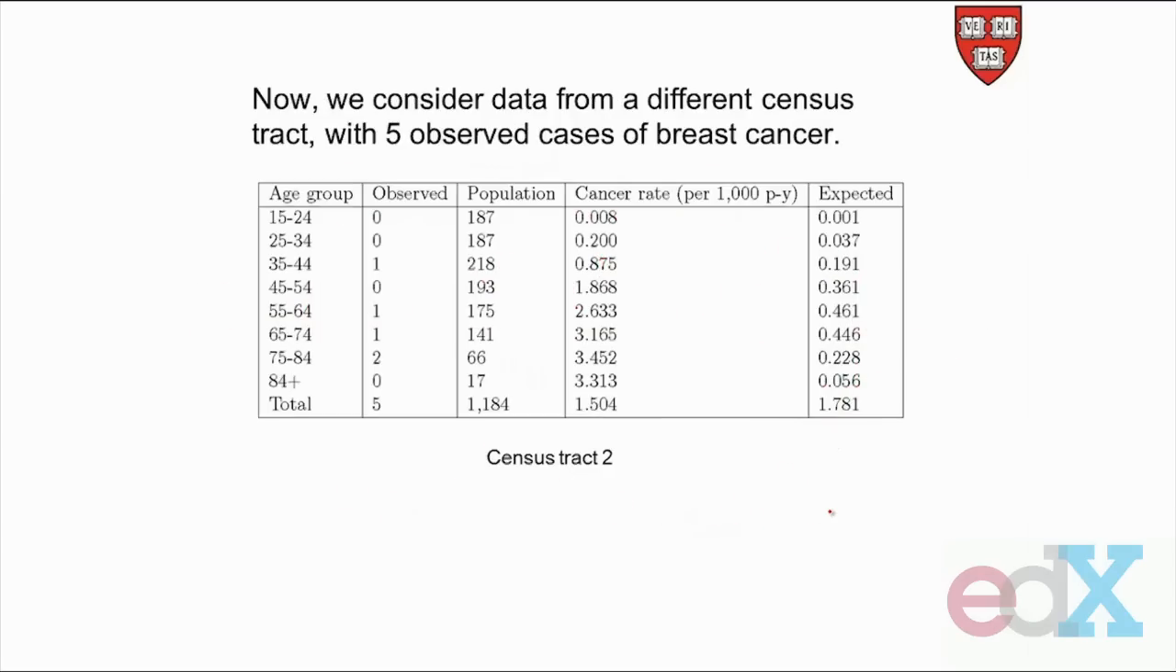Before, we looked at just one random census tract in LA County. Now we're going to move on to a different census tract, Census Tract 2. It has about the same population as the previous one: Census Tract 1 had a population of 1190, and this one has a population of 1184. However, in this census tract we observe 5 breast cancer cases, even though the expected number of cases is only 1.78, very close to the expected number from the previous census tract. But we're observing way more cases. So we want to see, is something weird going on here? What's the probability of observing 5 or more breast cancer cases?